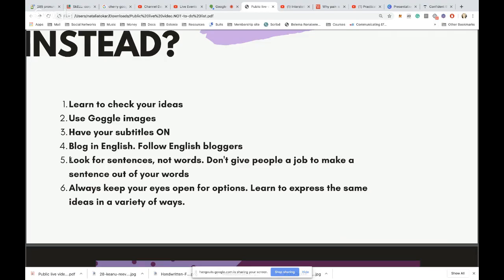And always keep your eyes open for options. If you learned one word, don't stop there, never stop. If you found one correct way to say something that you want to say, don't stop there. Look for a synonym. Pay attention to alternatives. What alternatives are out there?